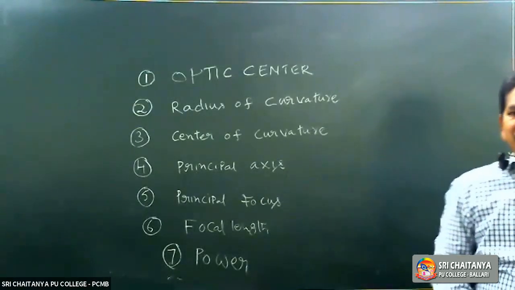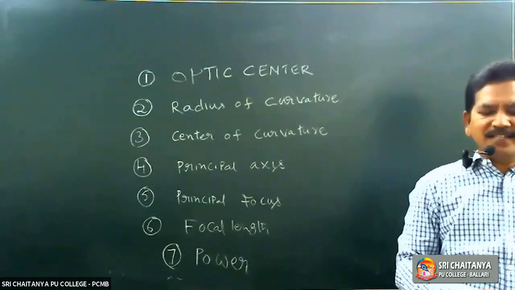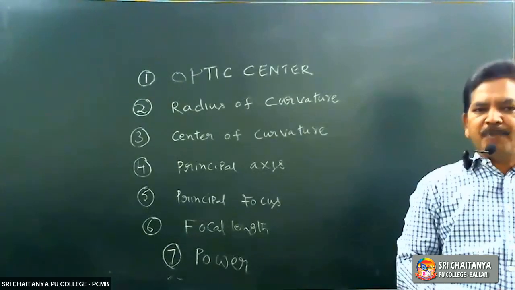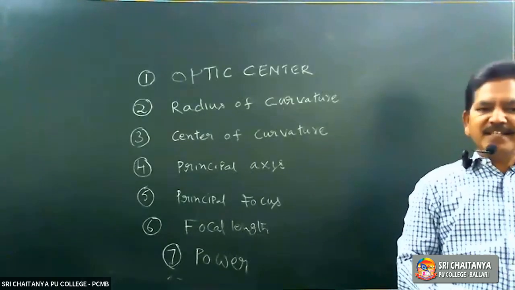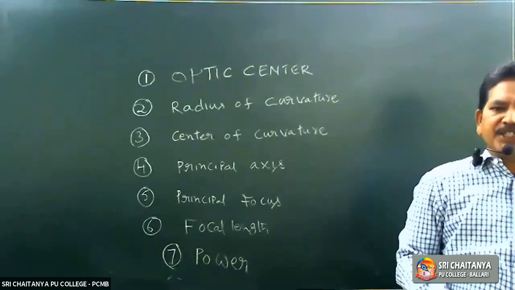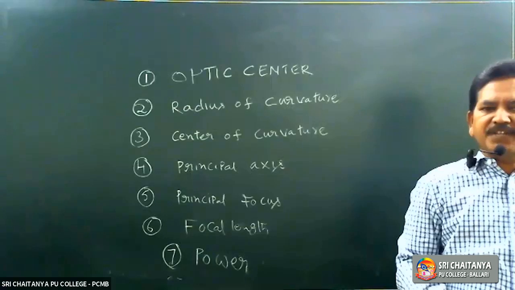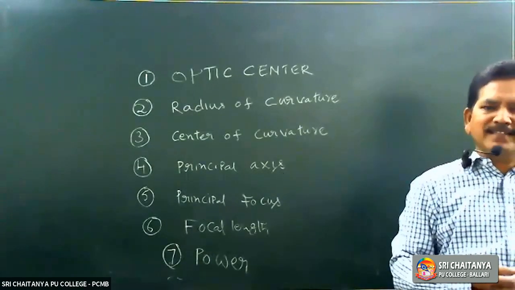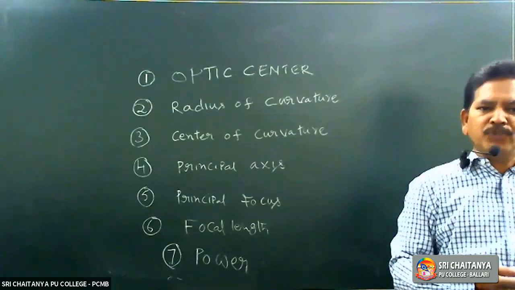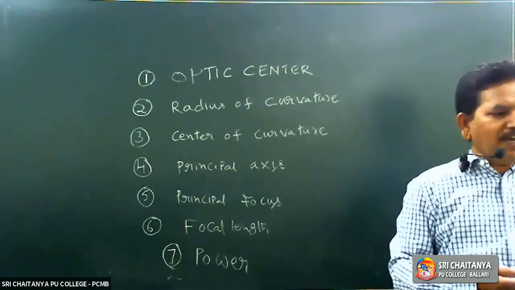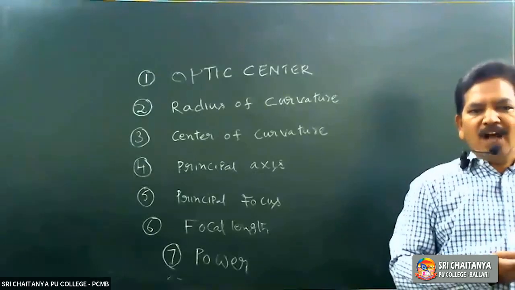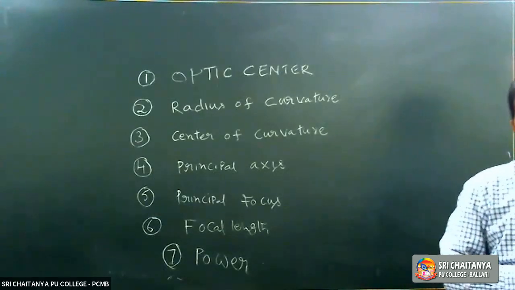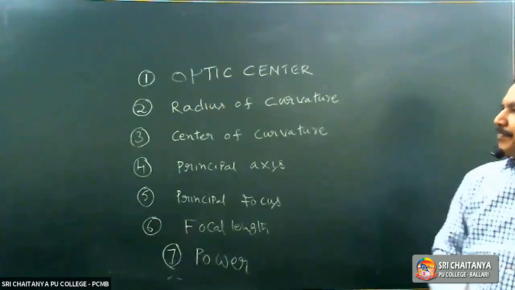Then we will go to the sign convention. We know the sign convention. All the distances measured in the direction of the light ray are to be taken as positive. The distances measured opposite to the direction of the light ray are taken as negative. All the heights above the principal axis are taken as positive. All the heights below the principal axis are taken as negative. Sign convention for measuring the distances.